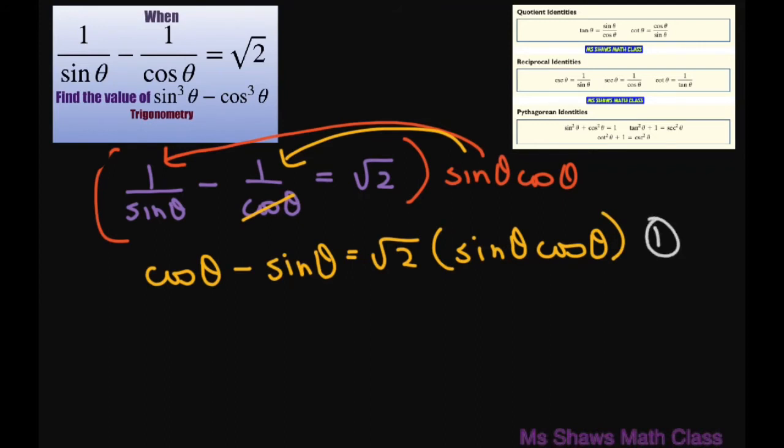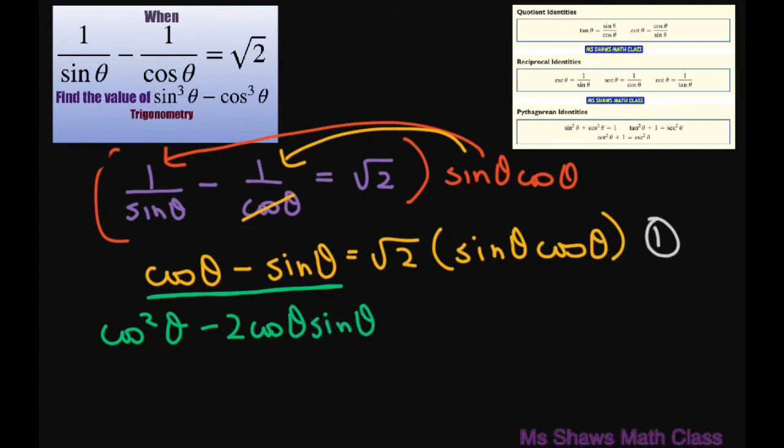Now, we're going to square both sides of our equation 1. So when we square both sides, this right here is going to be cosine squared of theta minus 2 cosine theta sine theta plus sine squared of theta. And the right-hand side is going to be 2, and then you just square both of those: sine squared of theta cosine squared of theta.